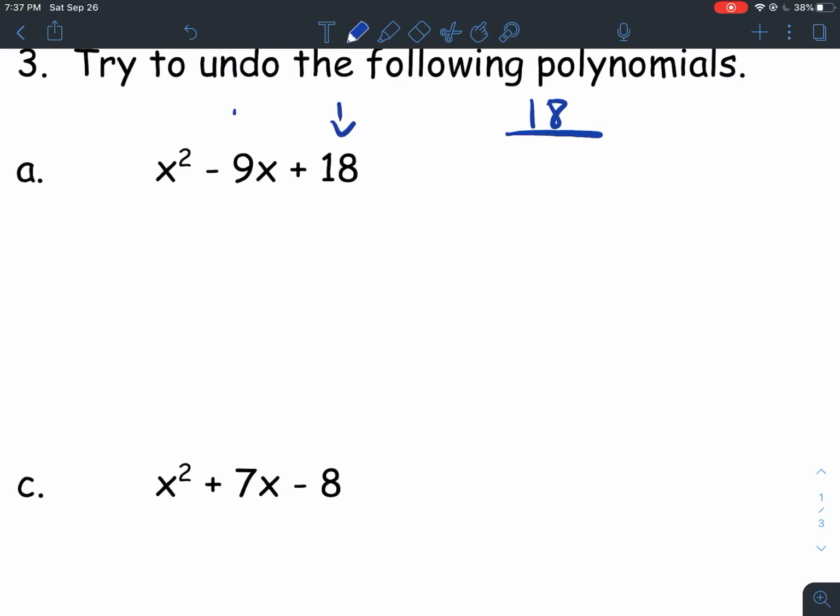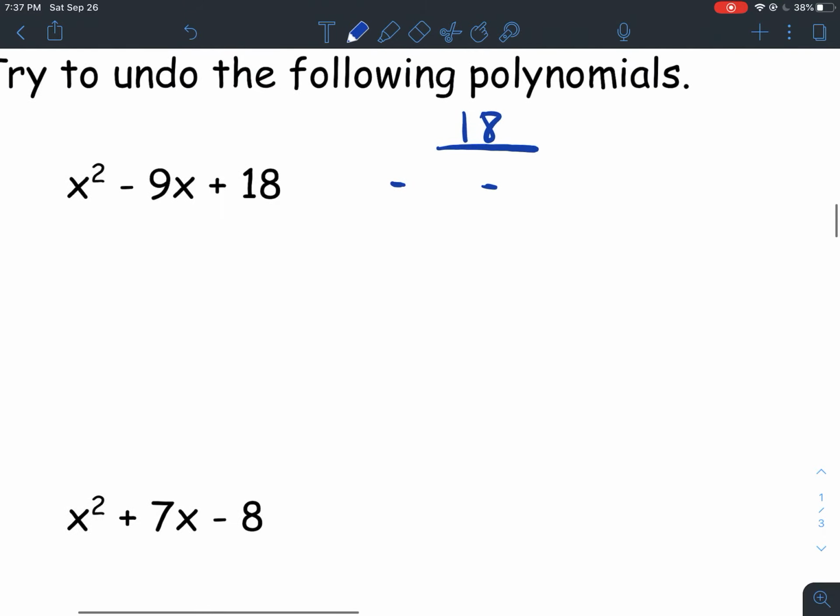Now when this number is positive, but this number is negative, both of your factors are going to be negative. So that might help you. So you might want to write that down. When your constant is positive, but your middle term is negative, both of your factors are going to be negative. And the reason for that is if you have two negative numbers, you'll get a positive. So that's how you end up with a positive here, but a negative here.